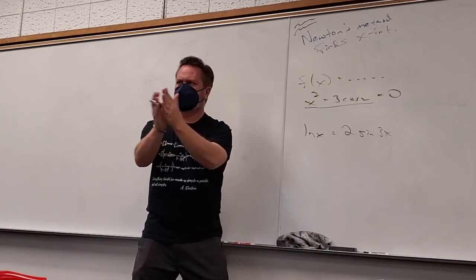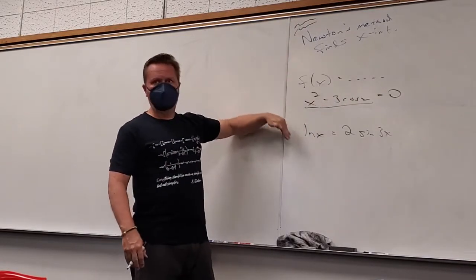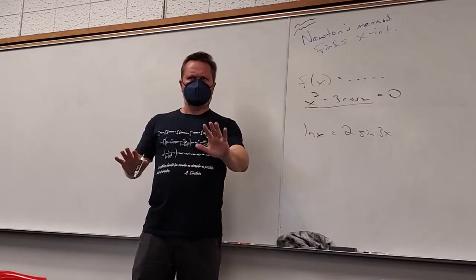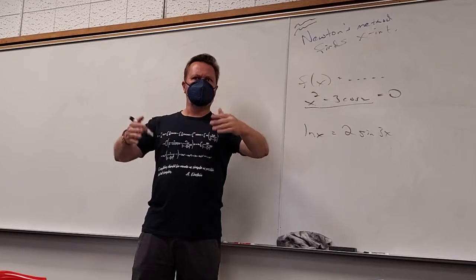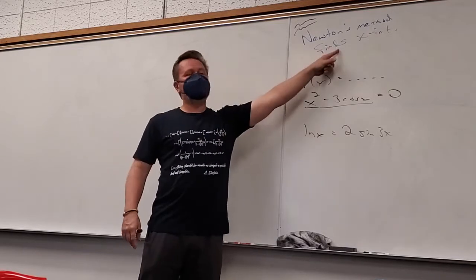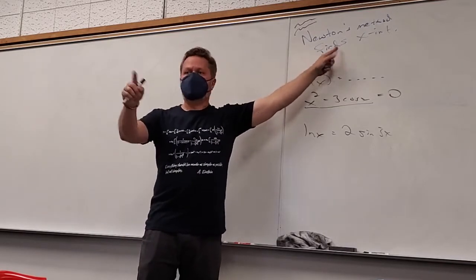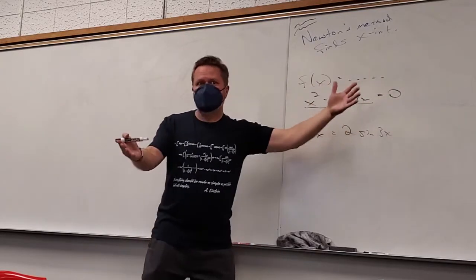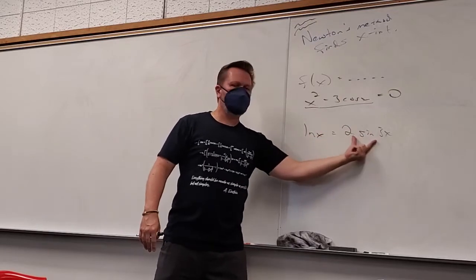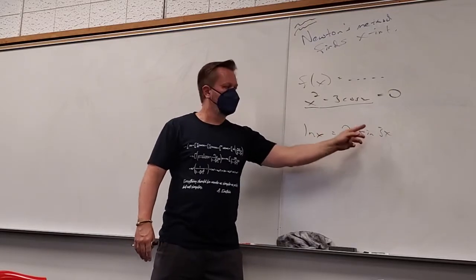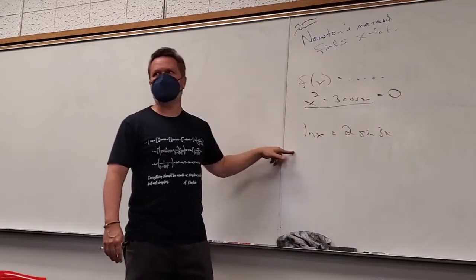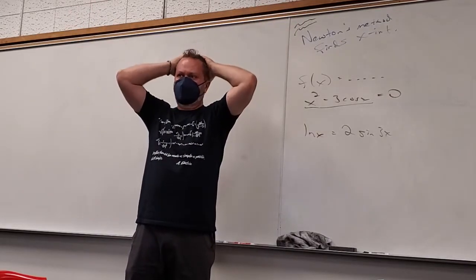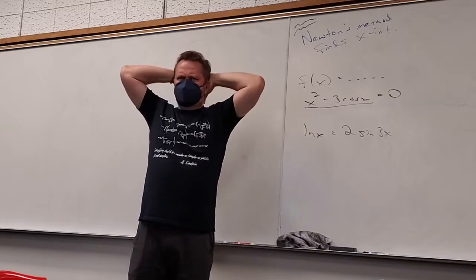Those are the three main types of Newton's method questions. Is everybody semi with me? So the main purpose of Newton's method is to find x-intercepts, which means find when a function equals 0. Which means I can solve an equation using Newton's method, because I can just pull one entire side over and I've got an f of x that equals 0. Does that make sense?